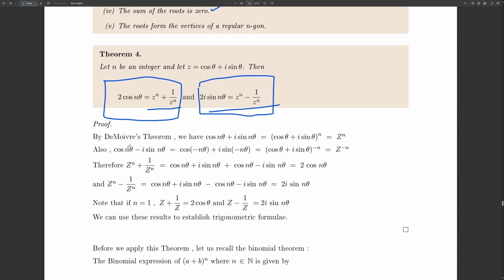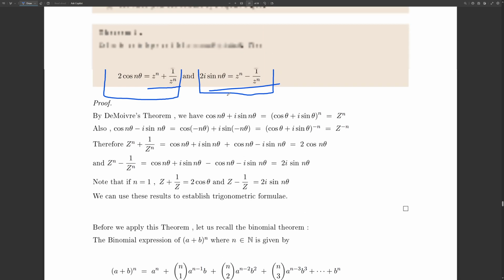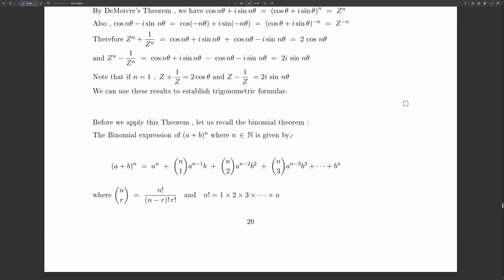So we know that cos n theta minus i sine n theta is equal to this. So we have this here. If we were to go ahead and add them, then we'll get 2 cos n theta. And when we have the subtraction, we get this. I'm interested in using these inside my questions that are to come, right?